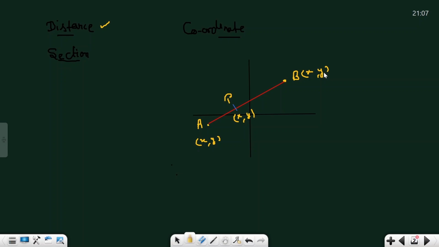In these three coordinates, A, B, and P, all coordinates are different. So how do we find the P coordinate? Then we use the section formula. Section means any line divided by a point gives two sections. One section is AP and the second section is PB. So we use the section formula to find this point's coordinate. So let's start our class.